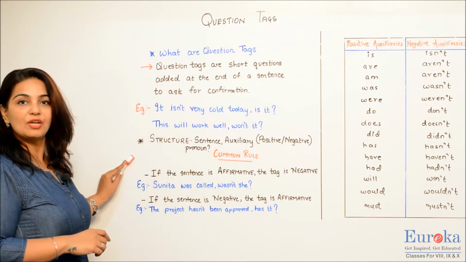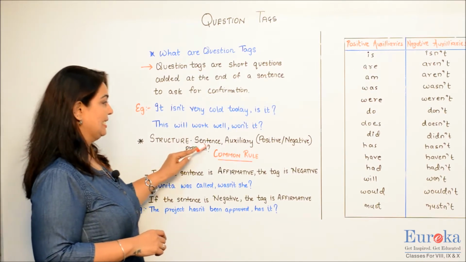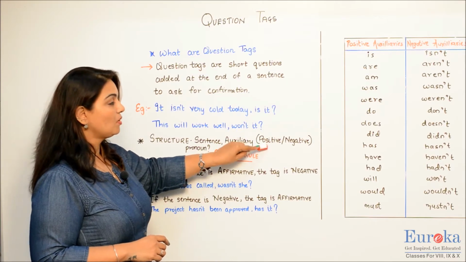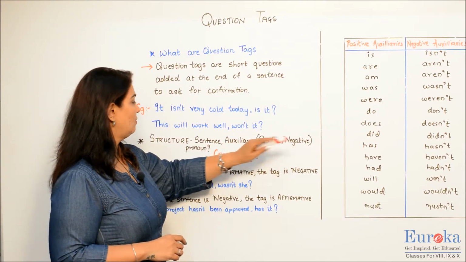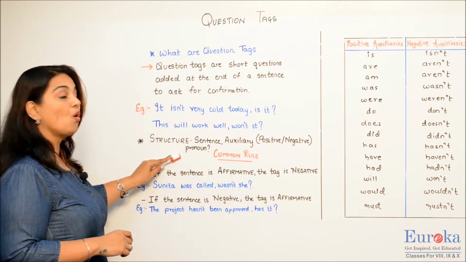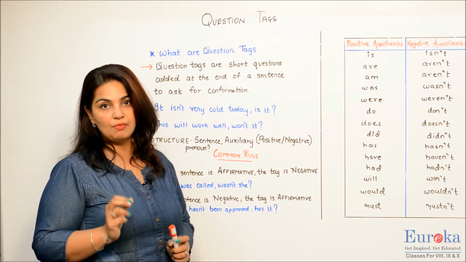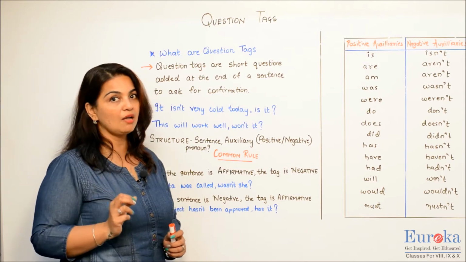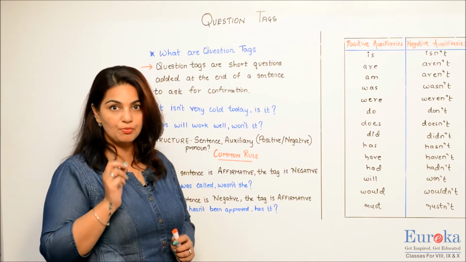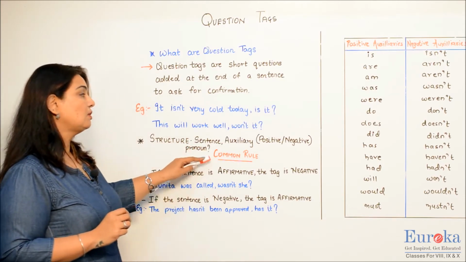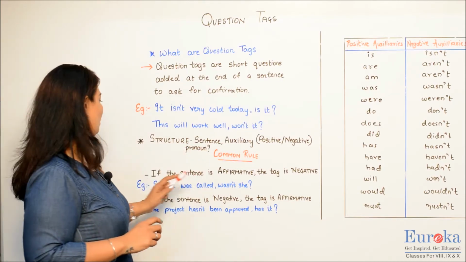The structure of the question tag is the sentence and the auxiliary. Maybe it's a positive auxiliary or a negative auxiliary, and it will always end with a pronoun. Please remember students that there will be no other form of noun except a pronoun to end your question tag. Let's look at the common rules that we follow now.